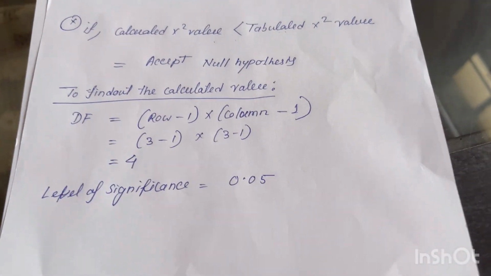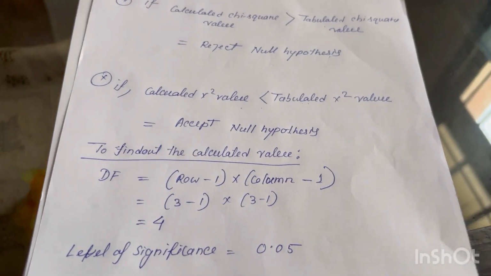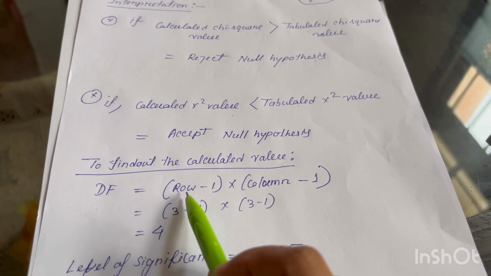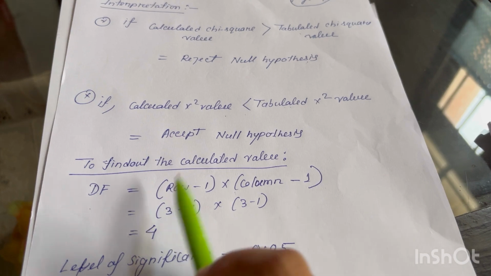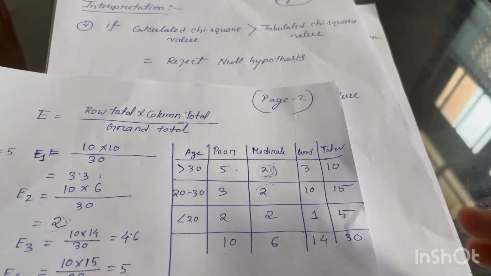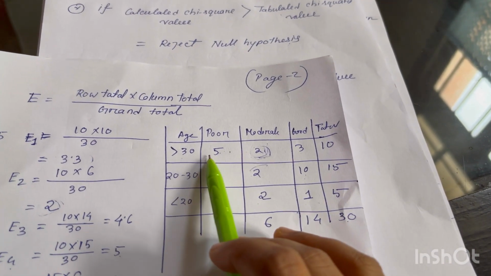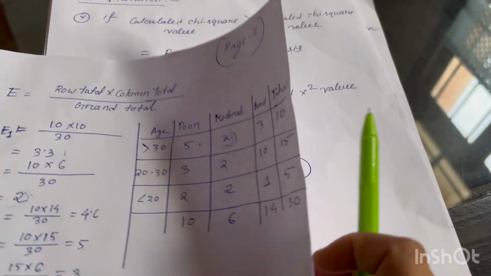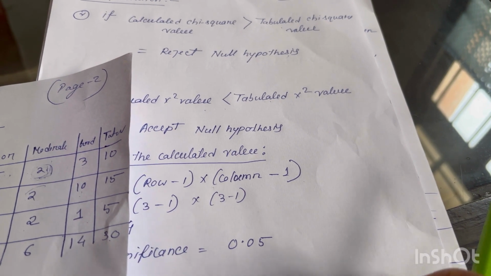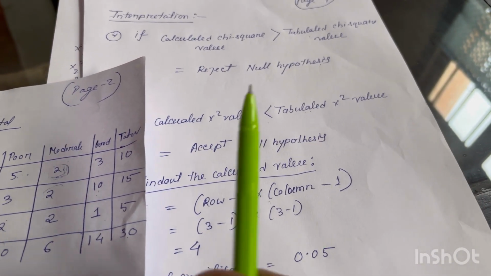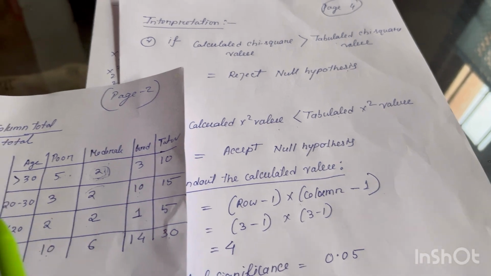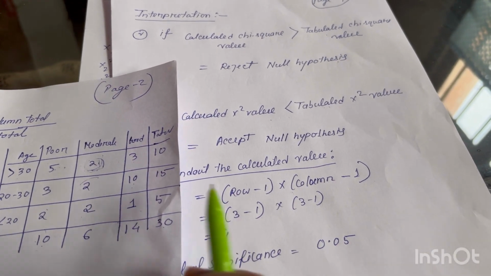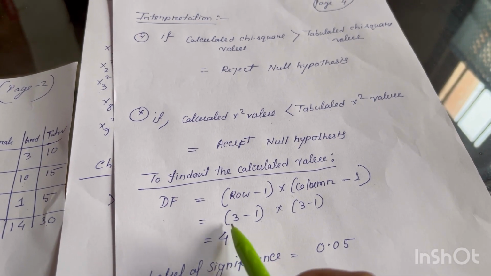For that you need to calculate one more thing, that is the degree of freedom. So what is the degree of freedom? That is row minus 1, times column minus 1. Row means I am talking about our chi-square table. See how many rows there are in our chi-square table. We have 3 rows: 1, 2, 3. So we will write 3 minus 1, then times column minus 1. How many columns do we have? 1, 2, 3, so that is 3 minus 1. So what is the degree of freedom? The degree of freedom is 4.